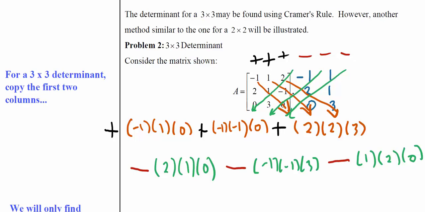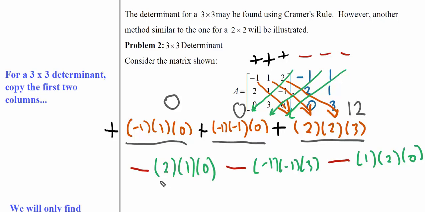We now simplify this. So this first term becomes 0. This second term, when I multiply all these terms, becomes 0. This third one becomes 2 times 2 times 3 is 12. This green term becomes 0. This green term becomes negative 1 times negative 1 times 3 is positive 3. And then 1 times 2 times 0 is 0.